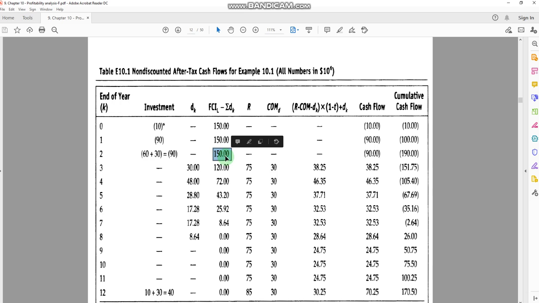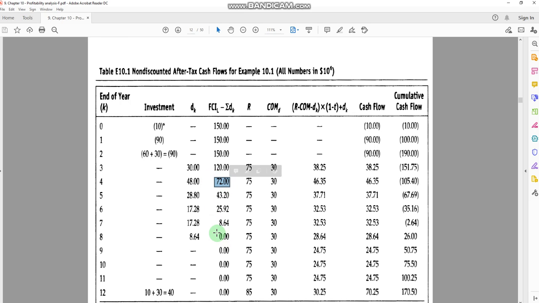And after that, from year 3 when we can actually start running the plant, there is a depreciation of $30 million, and we will take the difference here, 150 minus 30, that will make 120. Then again 120 minus 48, it will give you 72, and so on.